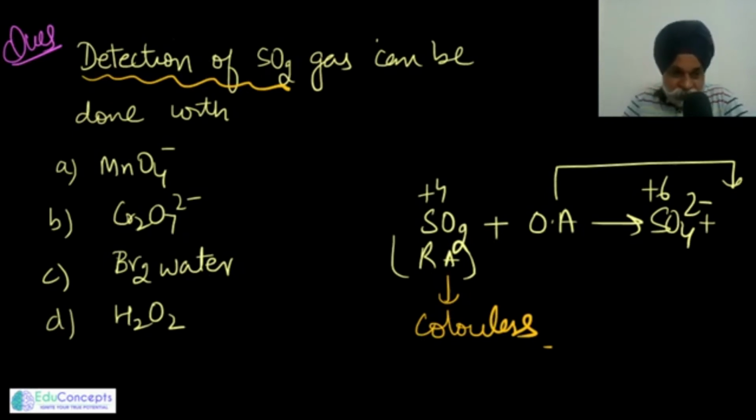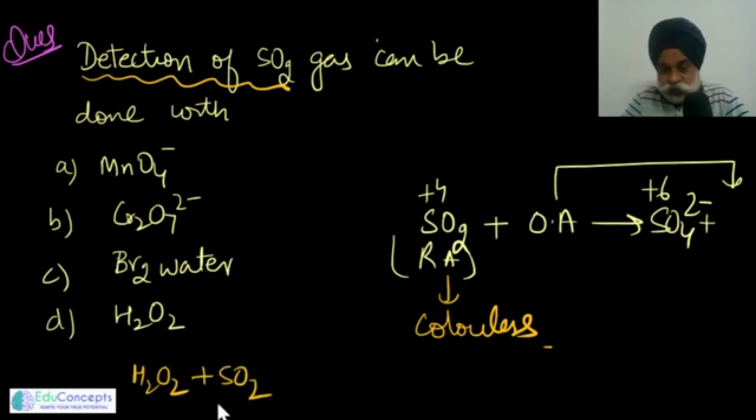What I am trying to say here is, KMnO4 is purple colored. When you treat it with SO2, it changes to Mn2+, which is colorless or light pink. And K2Cr2O7 is orange, and it goes to green Cr3+. Bromine is brown colored, and it changes to Br-, which is colorless. But hydrogen peroxide in itself is colorless.